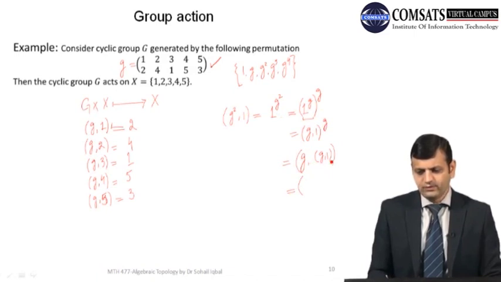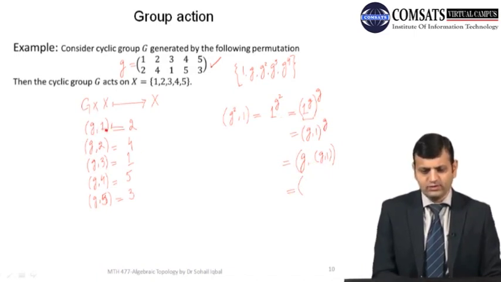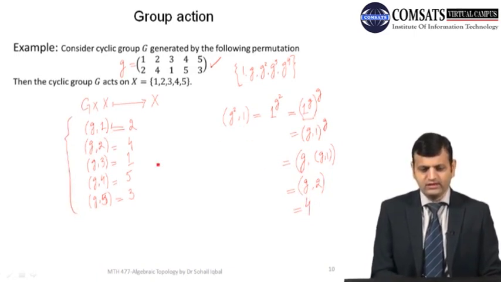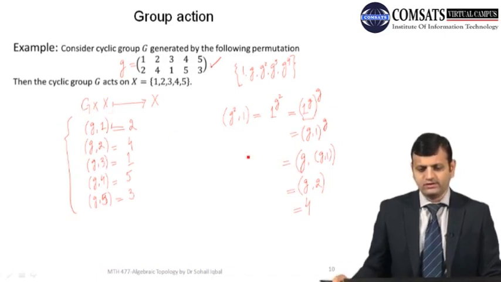And what is g1? What happens when g acts on 1? This is 2. And what happens when g acts on 2? This is 4. So we can easily see that using these expressions we can get the images of the rest of the elements, in other words, when the rest of the elements of the group G act on the elements of X. Using these conditions of the group action, we can easily see it.